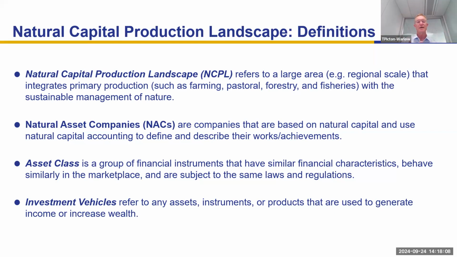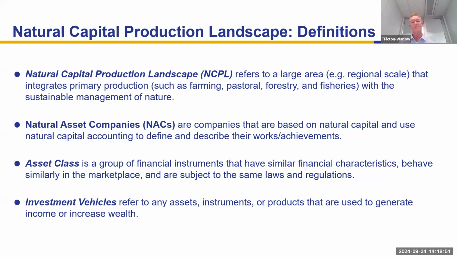Natural asset companies are companies that are based on natural capital and use natural capital accounting to define and describe their works or achievements and their results. Asset class is a group of financial instruments that behave similarly in the marketplace and are subject to the same laws and regulations. And when we spoke to investors, they at times mentioned that natural capital is an analogy to the way that infrastructure was considered 30 years ago, in that it's like a big nature infrastructure project that is now just being considered as an asset class. And certainly that's coming through quite strongly at the moment.